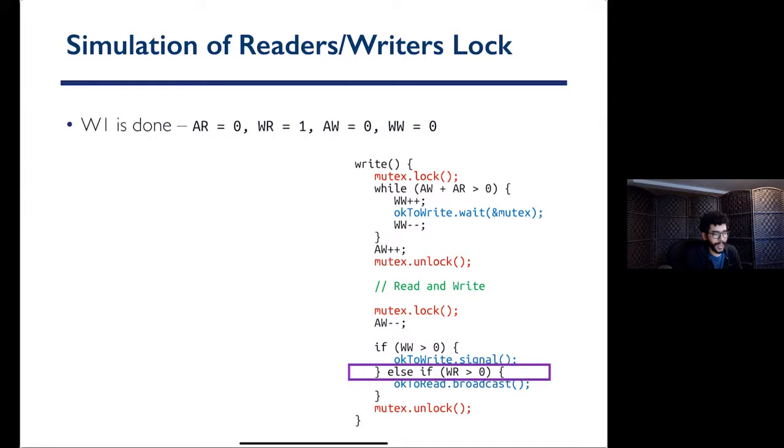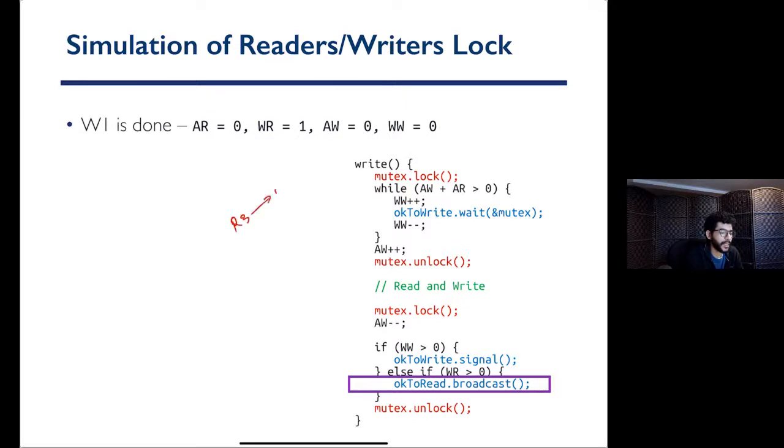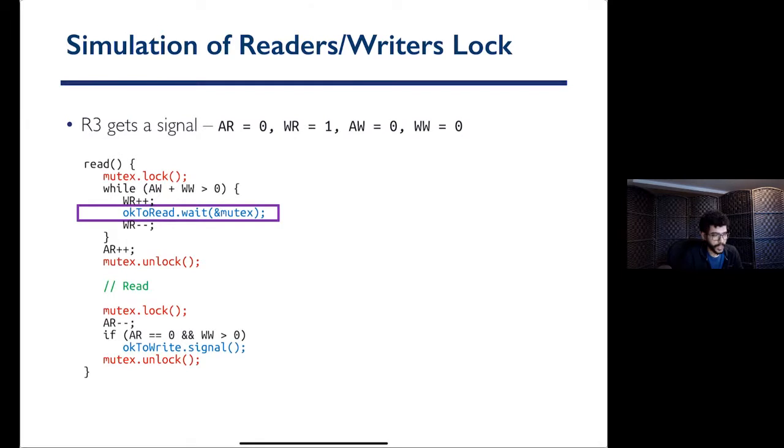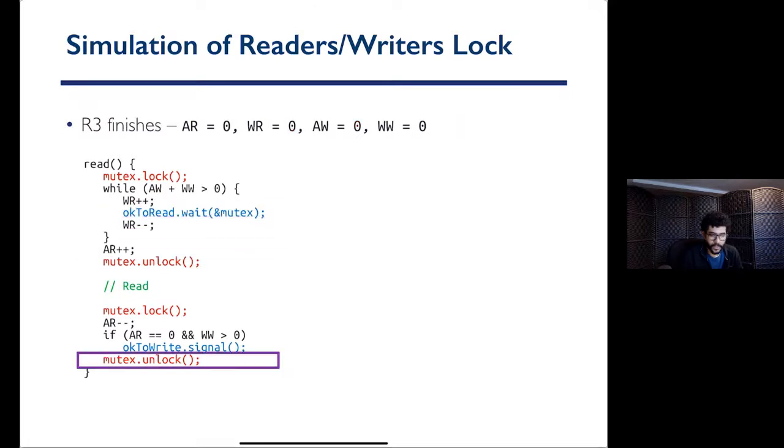It checks for waiting readers. There is one waiting reader. This is R3. So at this point, it broadcasts to all of them. There is only one of them. So at this point, R3 becomes ready. It unlocks the mutex. Then we go to R3. It wakes up from within the wait. It locks the mutex and so on and so forth.